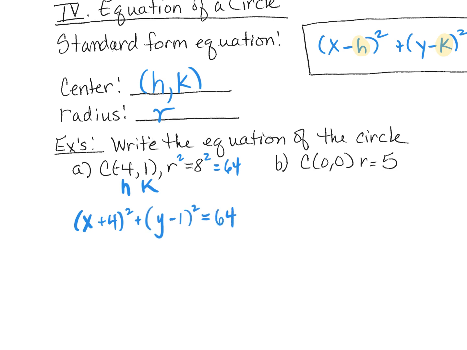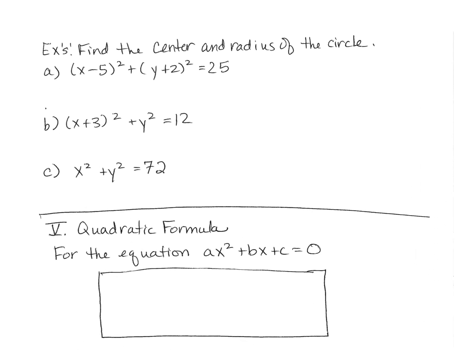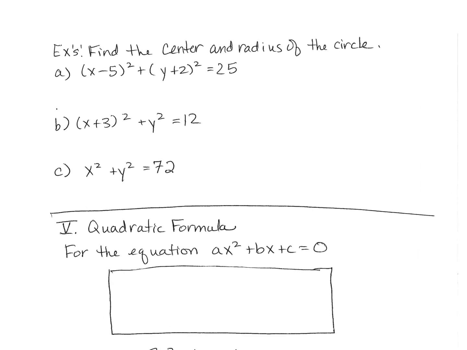Well, what if one of them or both of them is 0? What if h and k are both 0? What if only one of them is 0? Do I write x minus 0 and y minus 0? So what is this just going to be? x squared plus y squared equals what? Yeah, r squared, 5 squared is 25. Okay, so we can go one way. Can we go the other way? See, we're almost done. Find the center and the radius of the circle.